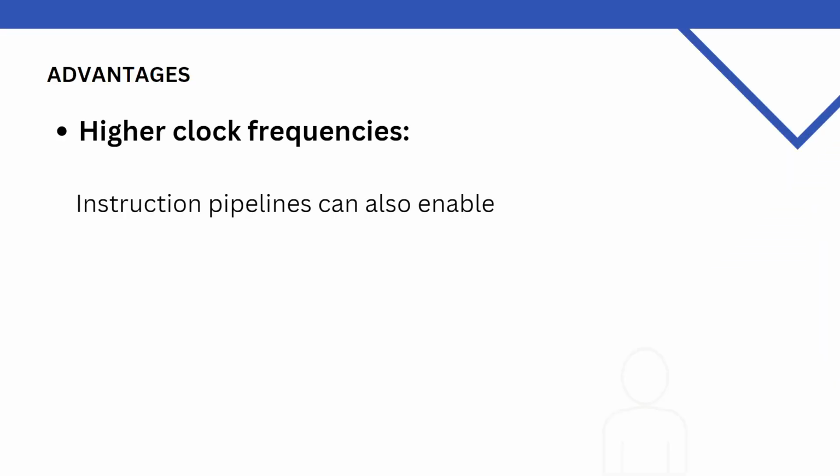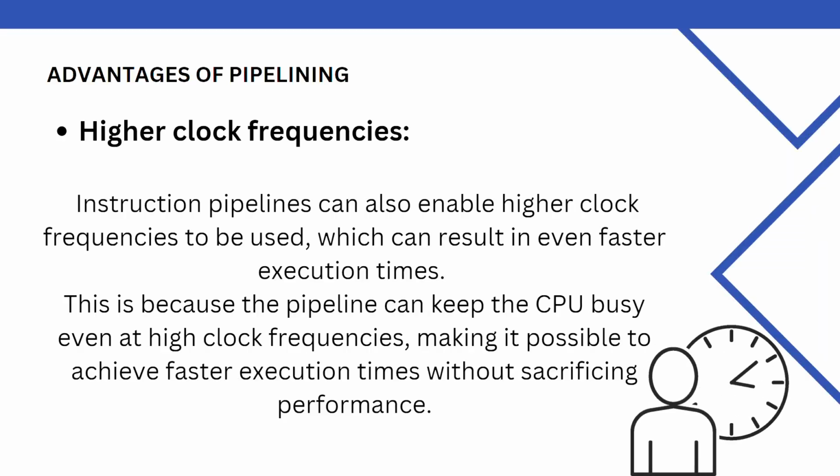Advantages of pipelining: higher clock frequencies. Instruction pipelines can also enable higher clock frequencies to be used, which can result in even faster execution times. This is because the pipeline can keep the CPU busy even at high clock frequencies, making it possible to achieve faster execution times without sacrificing performance.